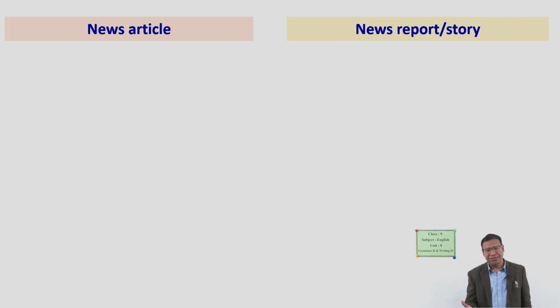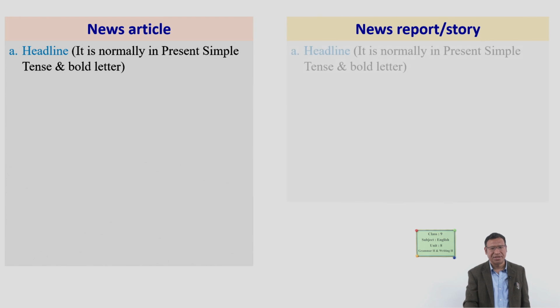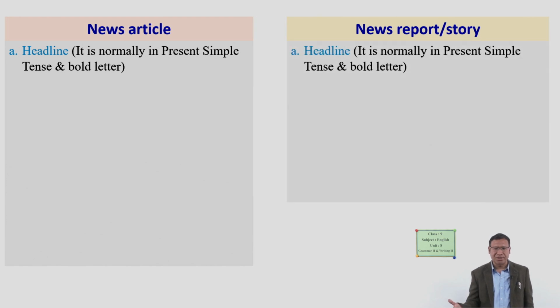Before this, we learnt about news report or news story. Today we are going to learn about news article. So news article has, of course, a headline. It is normally in the present simple tense in bold letters. News story also has a headline, normally in the present tense. So the headline is the same.